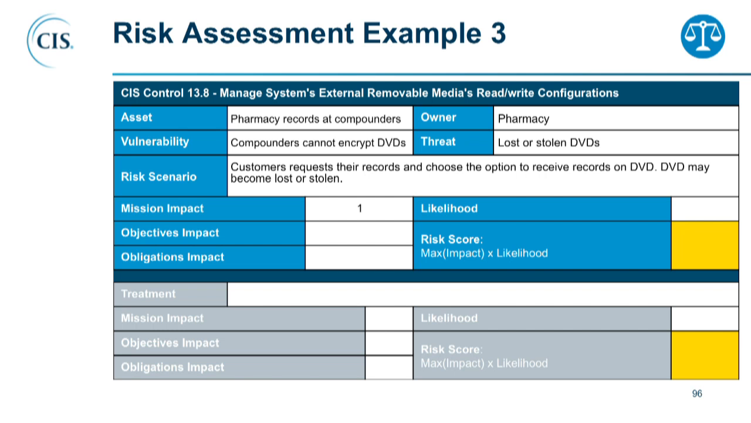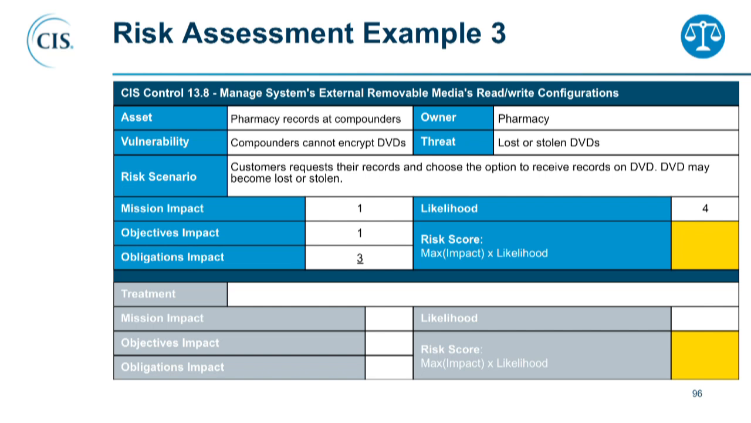Let's take a look at the mission impact. 1, if this were to happen, it would not hurt our ability to provide discounted or quality goods at a good price. How about our objectives? 1, we would not stop our ability to grow profitably as a discount retailer. How about our obligations? 3, we could have few people have their PHI exposed by doing this. What's the likelihood of the scenario?